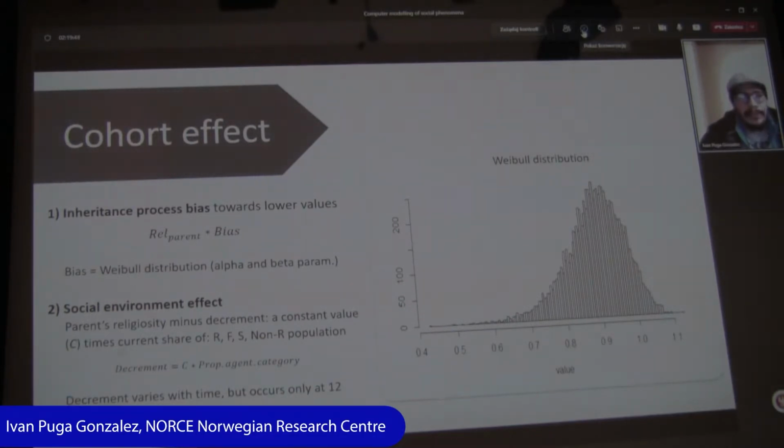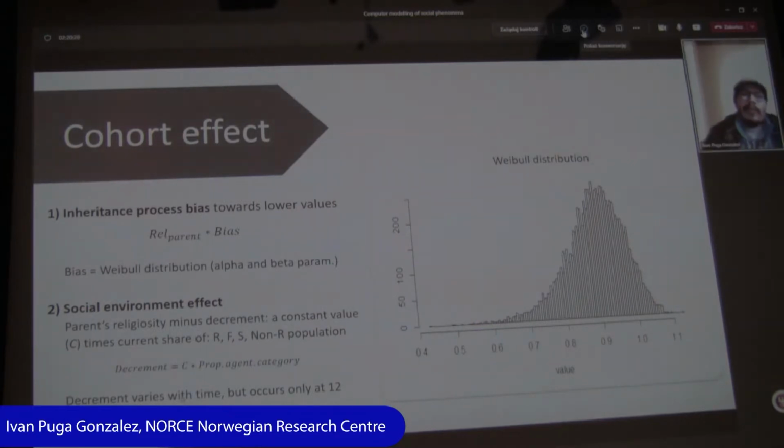Now, the second one, again, is a cohort effect with the social environment. In this case, individuals inherit the religiosity from their parent minus a decrement. But this decrement is basically modulated by the proportion of a specific category in the population. This can be the proportion of religious persons in the population or the nonreligious persons in the population. We call this an environmental effect because it's basically the composition of the population at the time in which this process actually goes on. And because these shares evolve in time, you may imagine that this decrement is also varying with time.